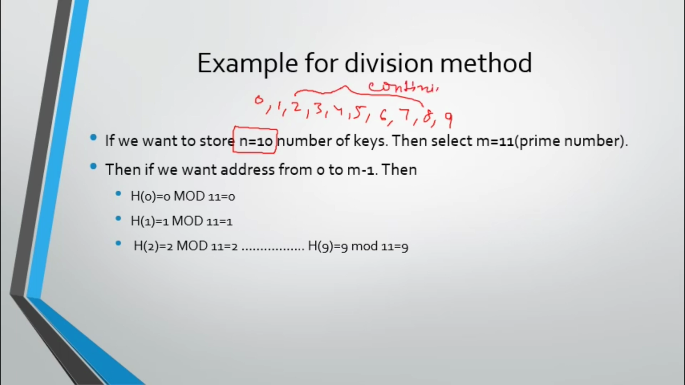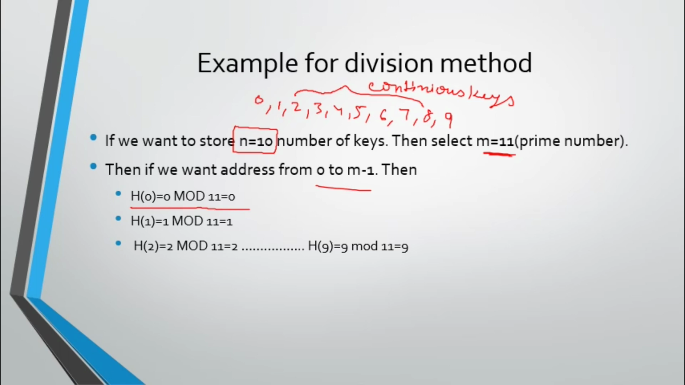Then select m is equal to 11. So m is 11, and this is a prime number. Because for 10 keys you can take 11, which is a prime number. If you use a prime number, it will be easy to map, so there are fewer collisions. We'll see that. Then if you want addresses from 0 to m minus 1, we can use a hash function like this.